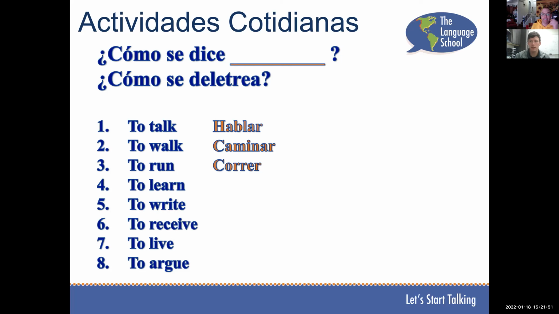Aprender. Aprender. R-R. E-R or A-R? At the end, E-R. Aprender. ¿Cómo se deletrea? Se deletrea A-P-R-E-N-D-E-R. Muy bien.